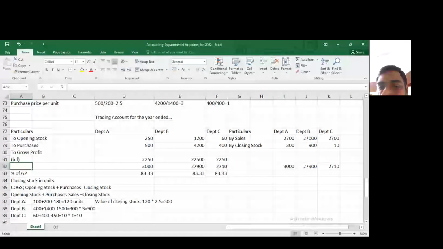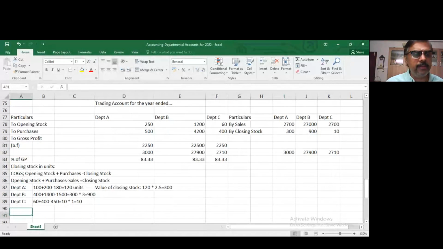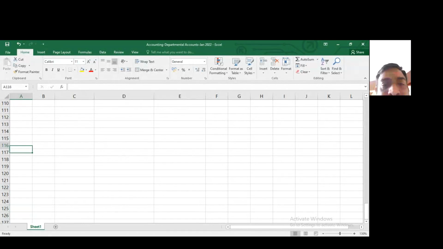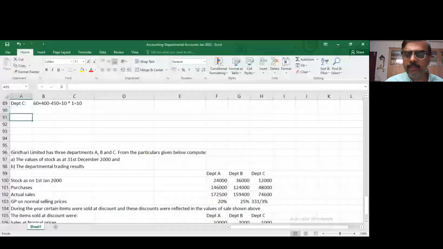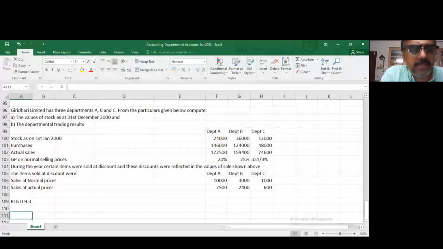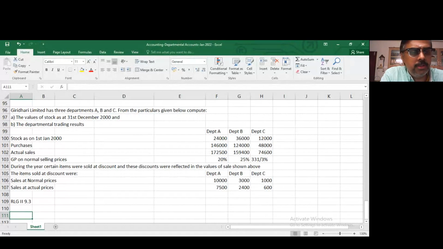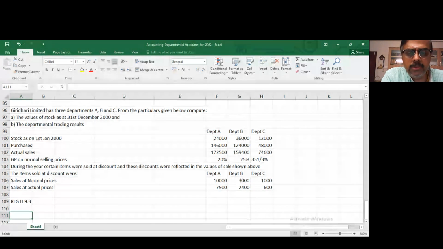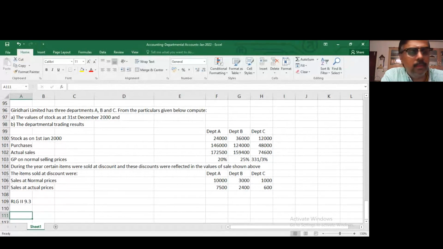Okay, great. I'll read this question. We'll briefly discuss this. It's a very important type of problem. I don't know whether we'll have time to solve it, but I'll read it. Giridhari Limited has 3 departments A, B and C. From the particulars given below, compute the value of stock as on 31st December 2000 and the departmental trading results. Stock on opening date 1/1/2000: Department A 24,000, Department B 36,000, and Department C 12,000.